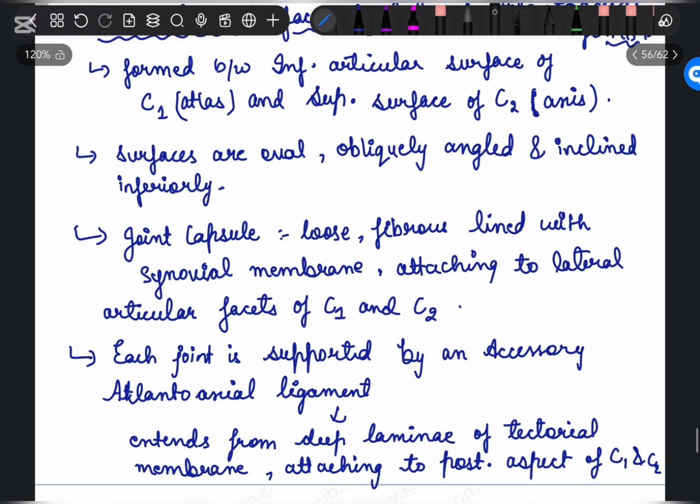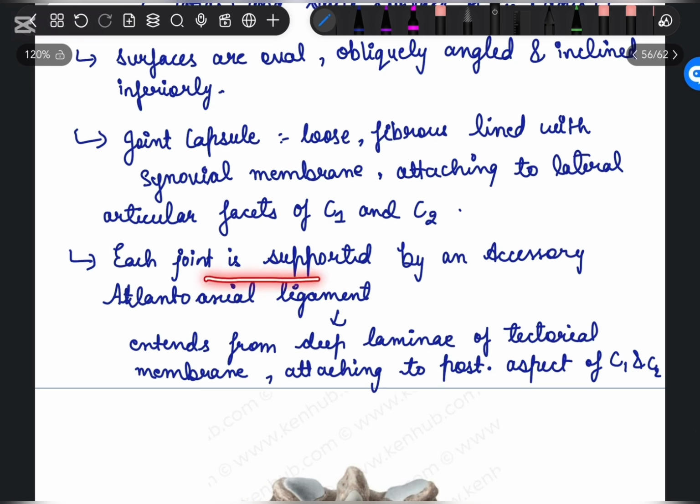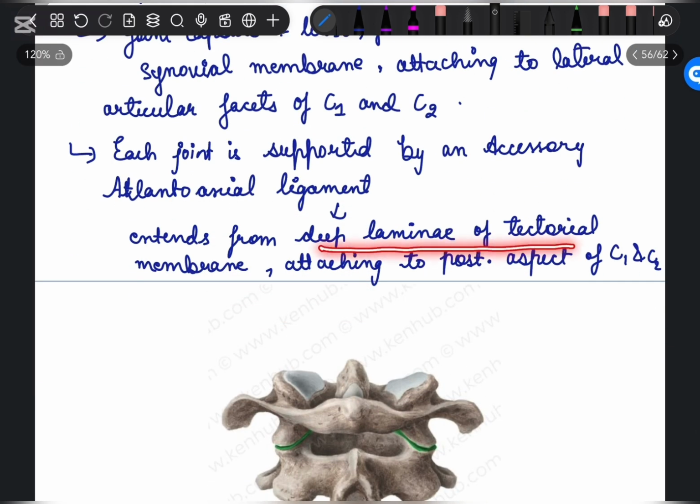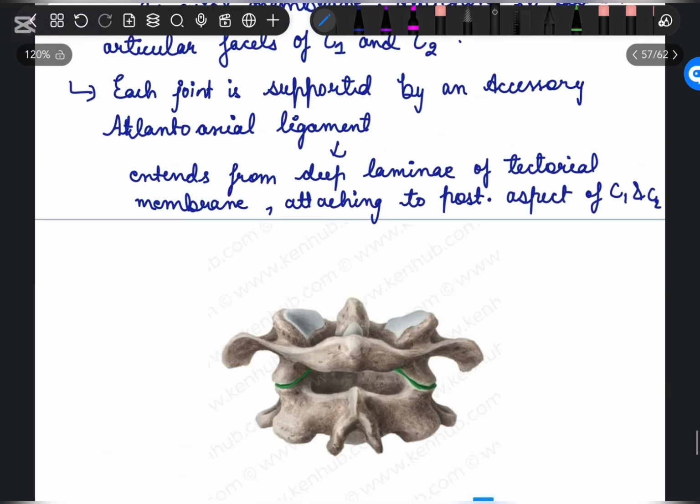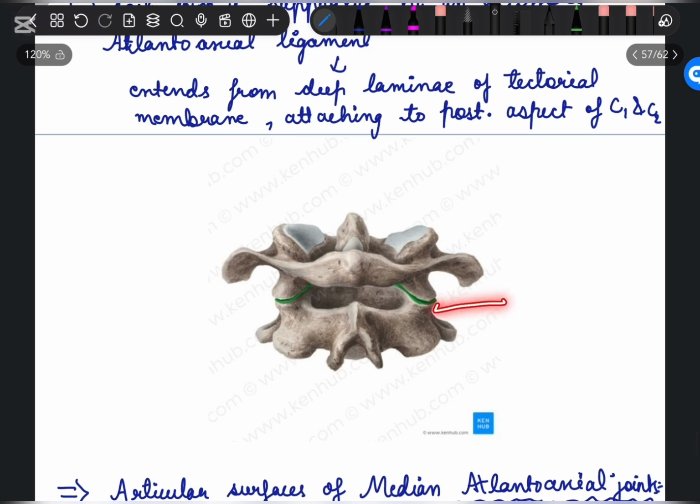The capsule is loose and fibrous, lined with the synovial membrane, attaching to the lateral articular facets of C1 and C2. Each joint is supported by an accessory atlanto-axial ligament that extends from the deep laminae of the tectorial membrane, attaching to the posterior aspect of C1 and C2. Here you can see the atlanto-axial ligament.